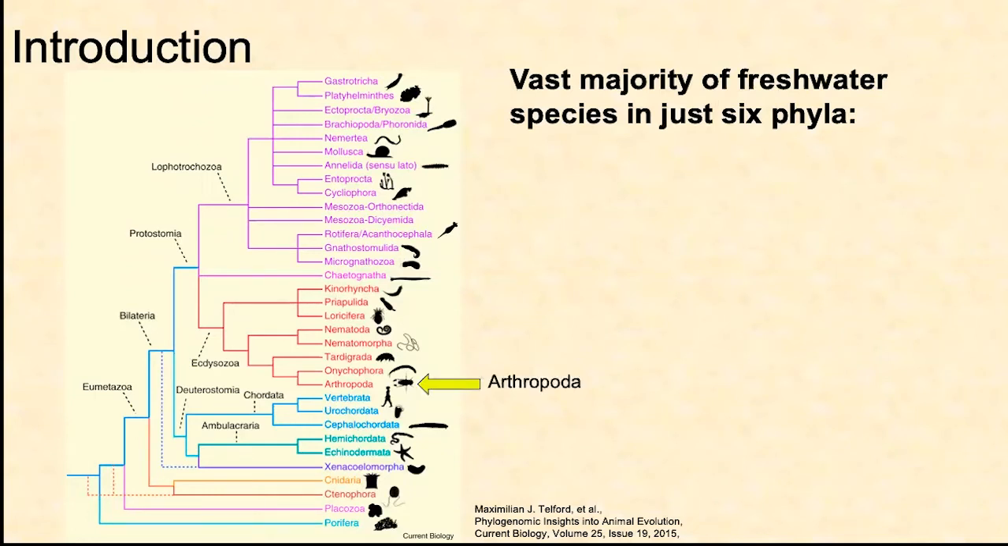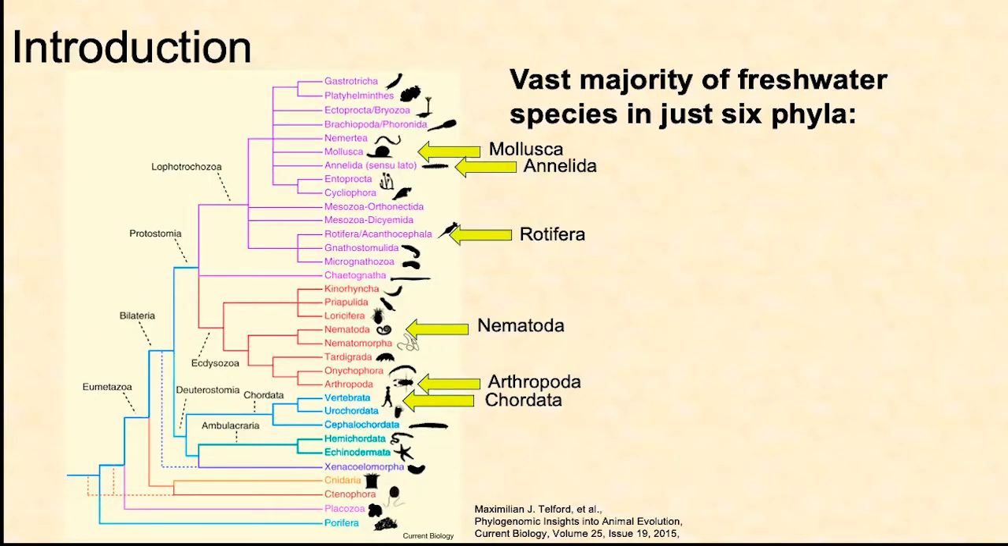Arthropods, so that includes crustaceans like crayfish and insects. Chordata, that includes fish and mammals. Mollusca, the mollusks, snails and slugs, things like that. Annelida, which we're looking at, the worms. Nematoda, another group of different worms. And Rotifera, weird little rotifers that live in the water that I think are really cool. Most people don't think about them at all.